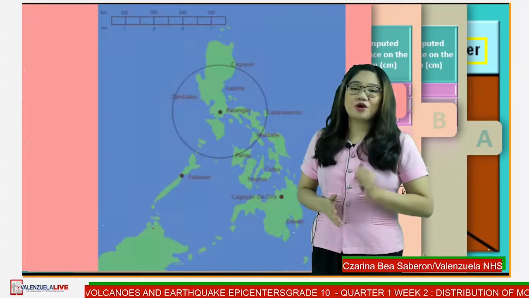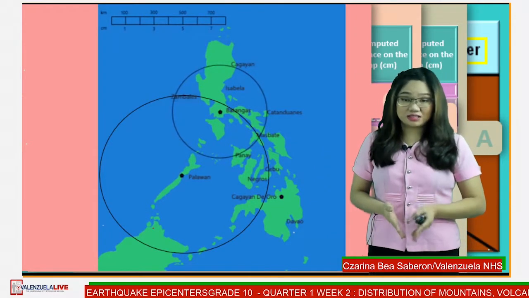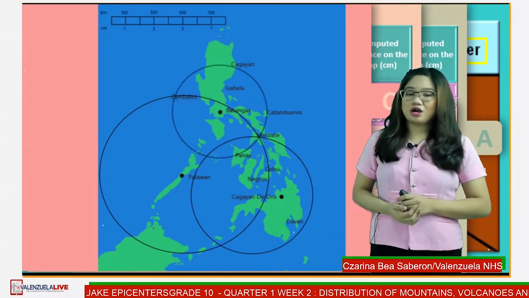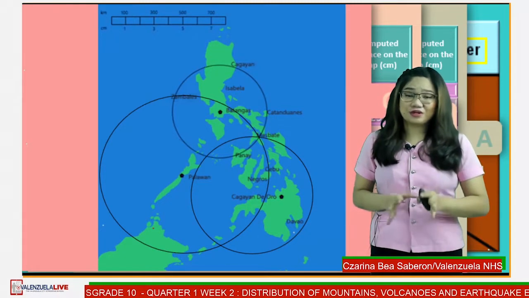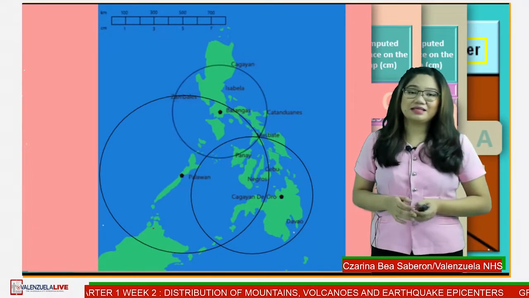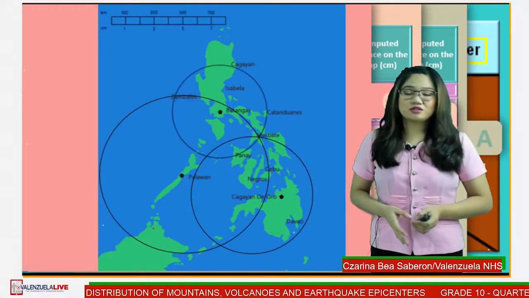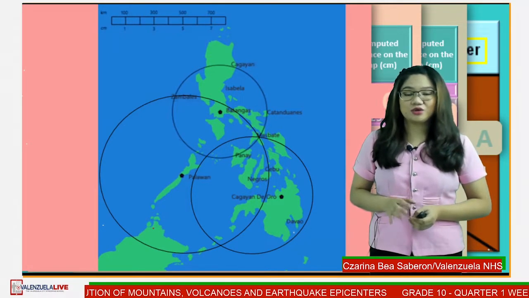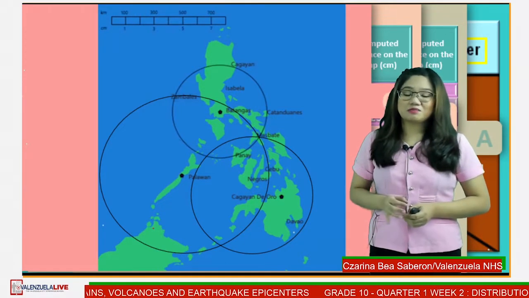So for this step, you are going to need pencil, ruler, and compass. So first thing that you need to do here is to measure your converted distance on the map and make a circle around it. So since we have 3 seismic stations, you are going to measure and draw the circle for the 3 seismic locations.